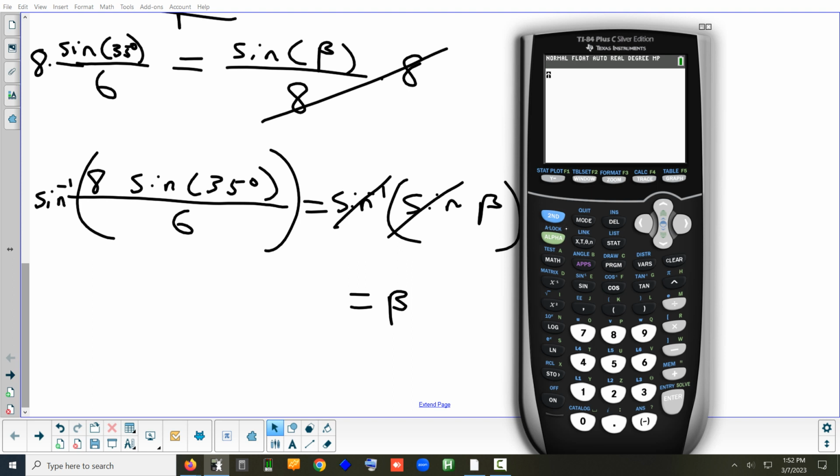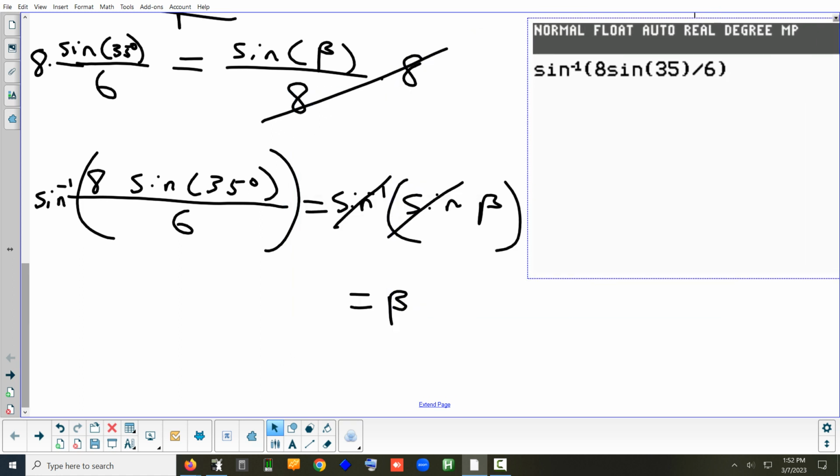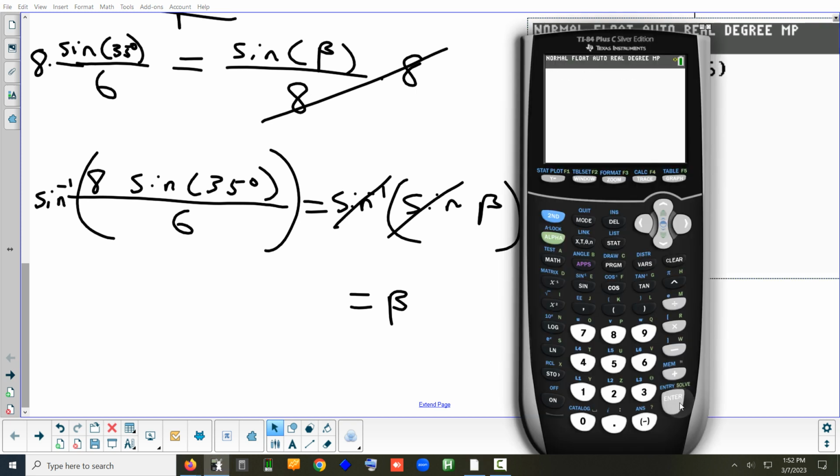Okay, so inverse sine of 8 sine 35 divided by 6. That's how you type it. So just make sure you're watching those parentheses. We get 49.886. So this is not a no solution problem. I just got a solution. So 49.886.